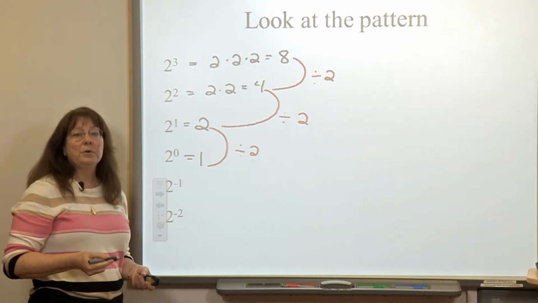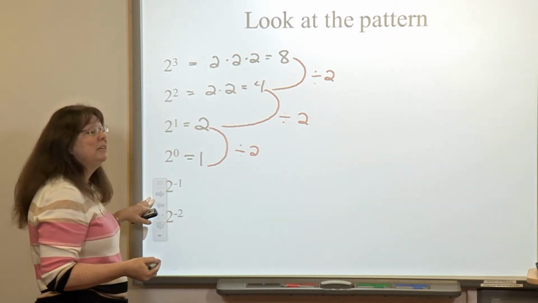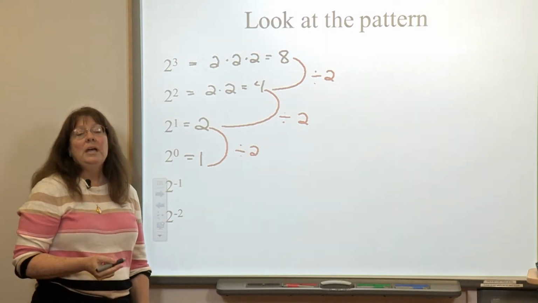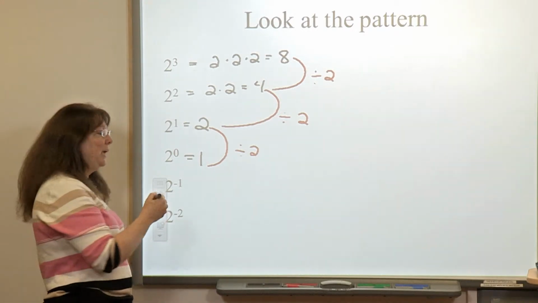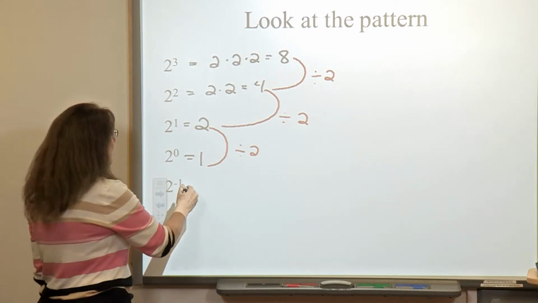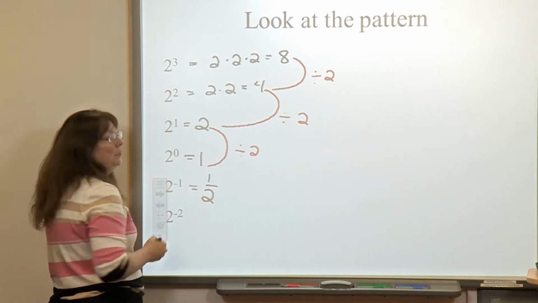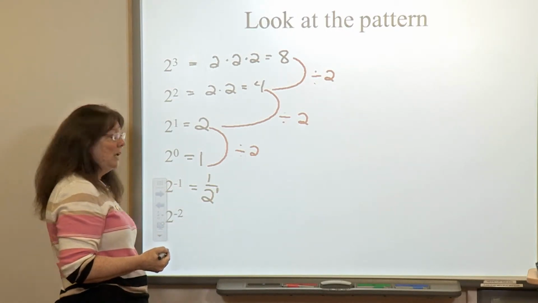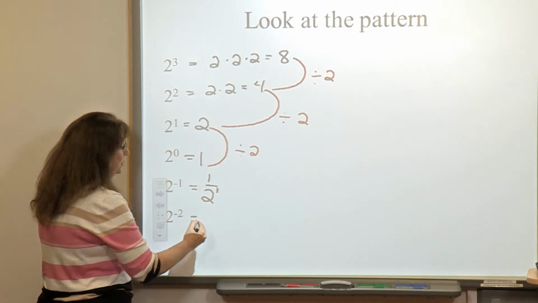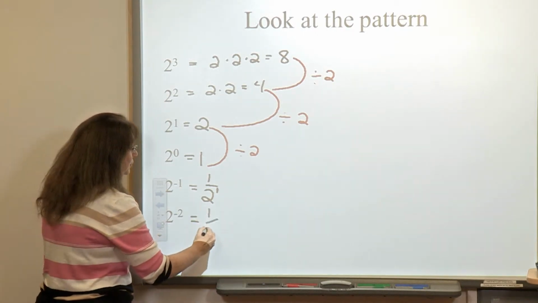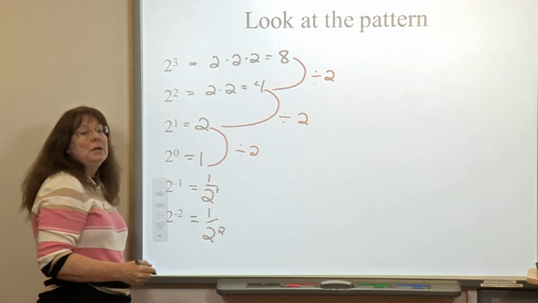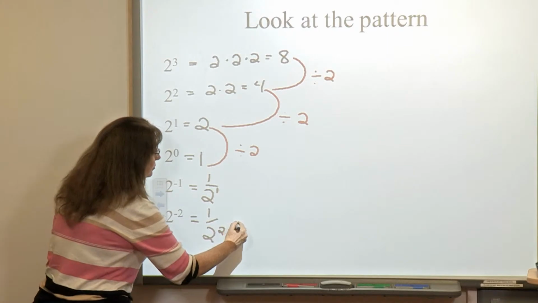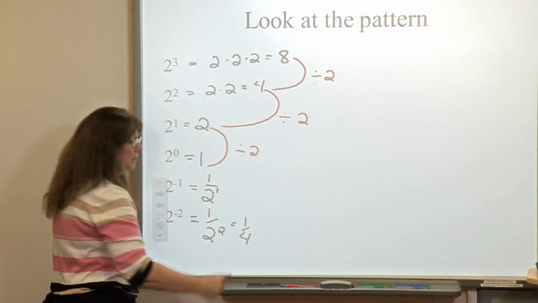I'm going to use that same idea with looking at the pattern to show you what happens if you have a negative exponent. A negative exponent does not give you a negative number. A negative exponent tells you to put that base in the denominator. So I'm going to write it as 1 over 2, and then it's going to change from being a negative exponent to a positive exponent. I can do the same thing with the next one. 2 to the negative 2 power means I have 1 over 2 to the second power. So by putting that in the denominator, you no longer have a negative exponent. 1 over 2 squared is going to be 1/4.